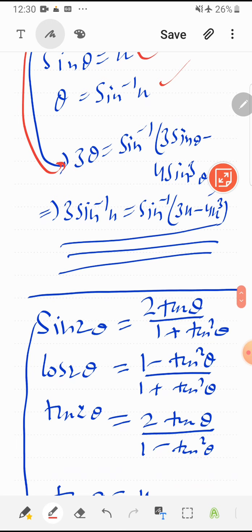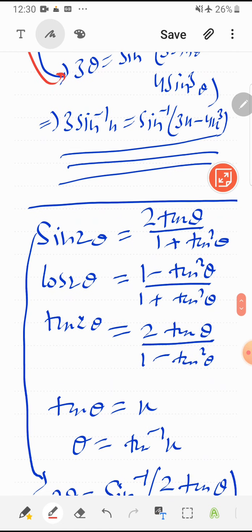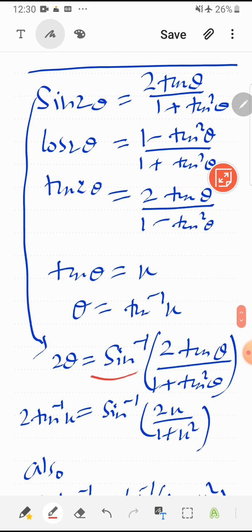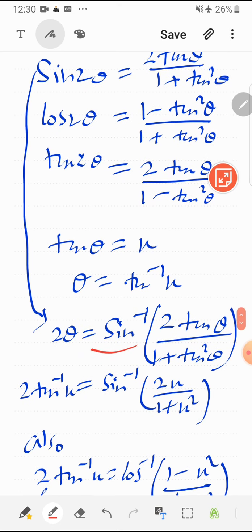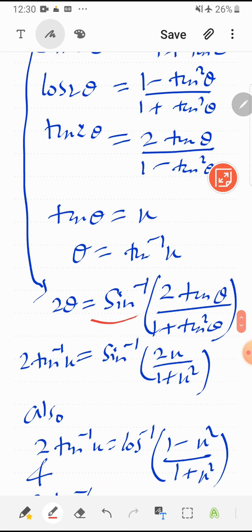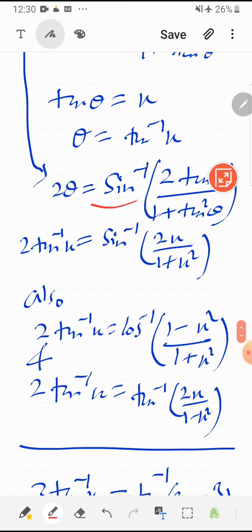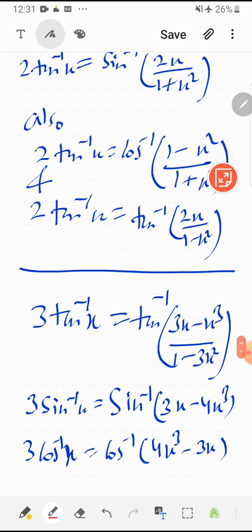Now we know that sin 2 theta, cos 2 theta and tan 2 theta, all three can be written in the form of tan theta. So for all three, if I write tan theta as x and theta is tan inverse x, then from sin 2 theta I can write 2 theta as sin inverse of this, and putting the value of tan theta, it becomes 2 tan inverse x is equal to sin inverse 2x upon 1 plus x square. Similarly, 2 tan inverse x is cos inverse 1 minus x square upon 1 plus x square, and 2 tan inverse x is equal to tan inverse 2x upon 1 minus x square. Finally, 3 tan inverse x can be written as tan inverse 3x minus x cube upon 1 minus 3x square.